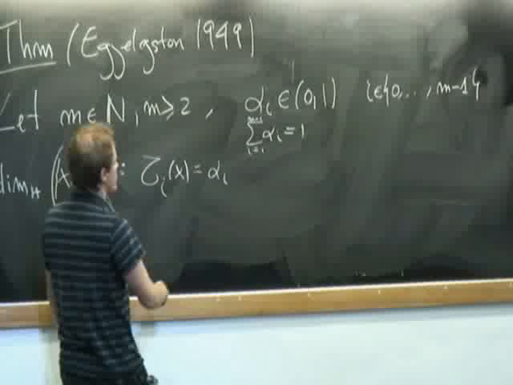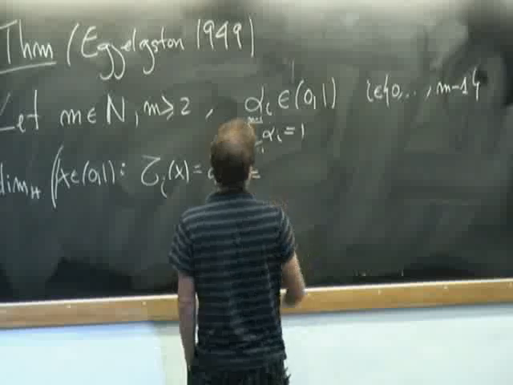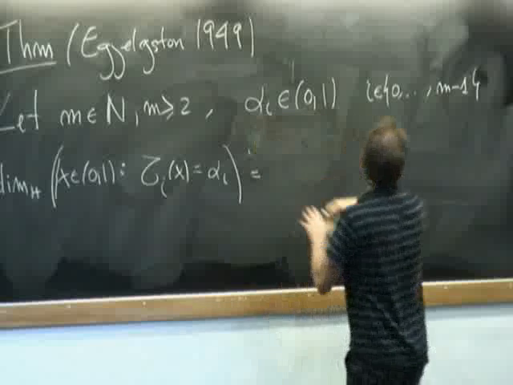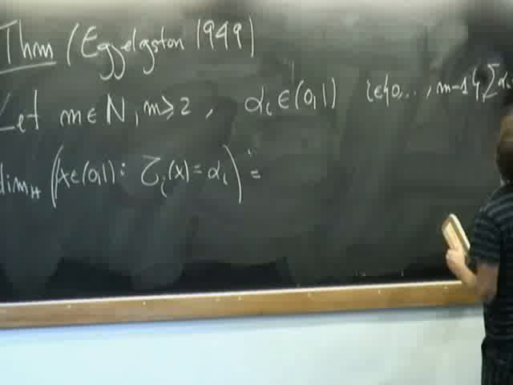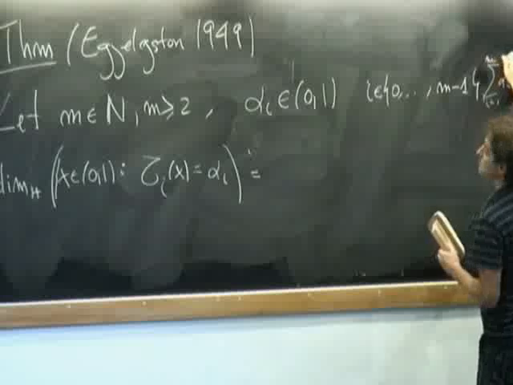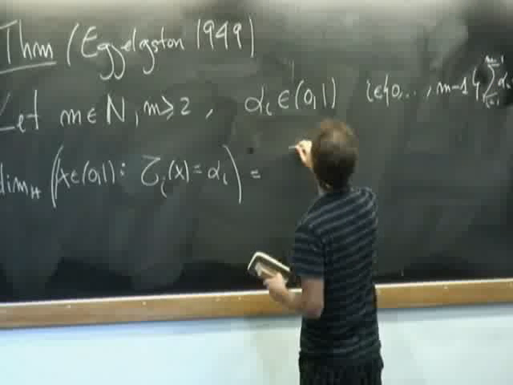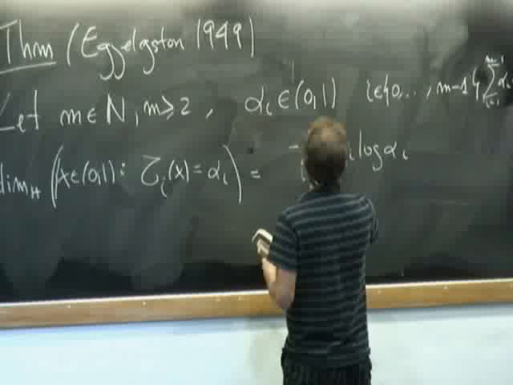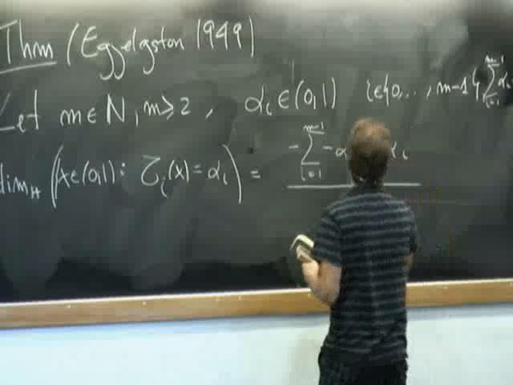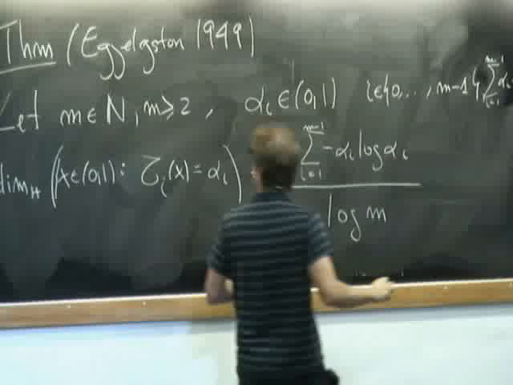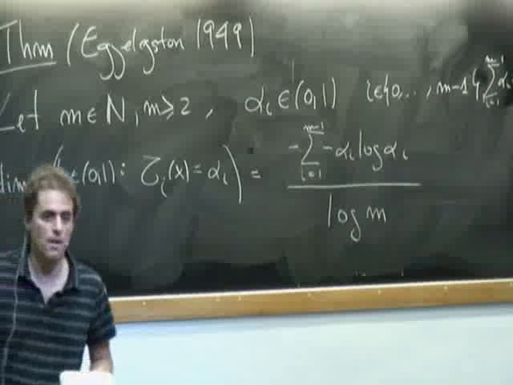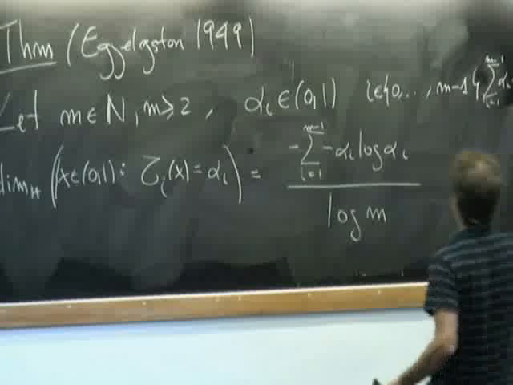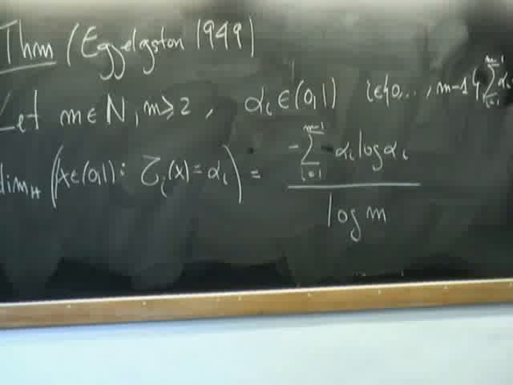For which this happens, then this is equal to what it should be, log m. Okay? Same proof goes through. There is an extra minus, you're right. Hausdorff dimension is positive.